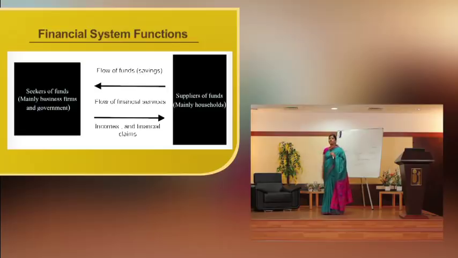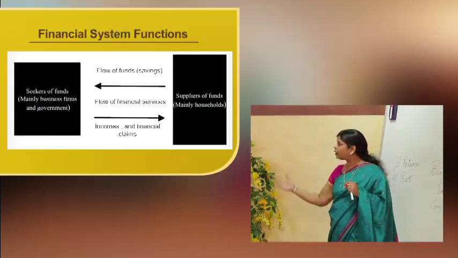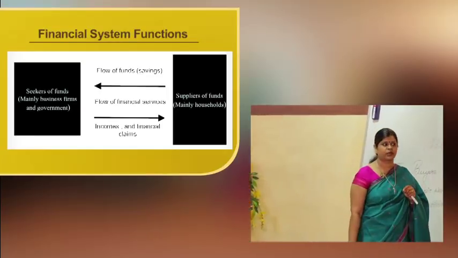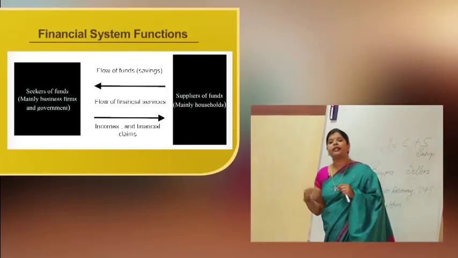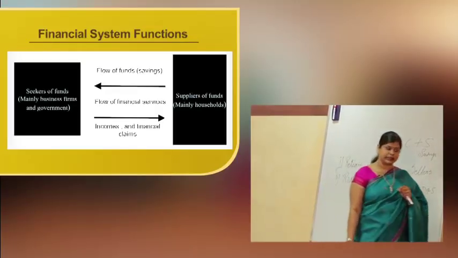So, what flows from the seekers of the funds is the financial services, and what the suppliers get from these financial services is the income and the financial claims which the suppliers will have from the seekers.